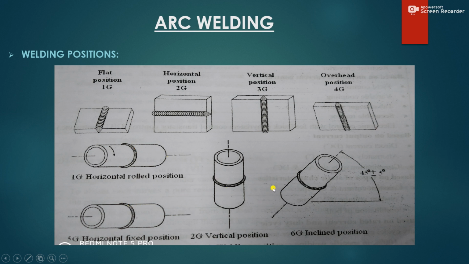All these positions are for when you are supposed to weld 2 cylindrical pieces. This is the horizontal rolled position. This is the horizontal fixed position. In this, the cylinder will be rolled around, and the welding will be kept stationary. In this, the workpiece will be fixed, and the welding will rotate around it. This is the 2G vertical position. This is the 6G inclined position.